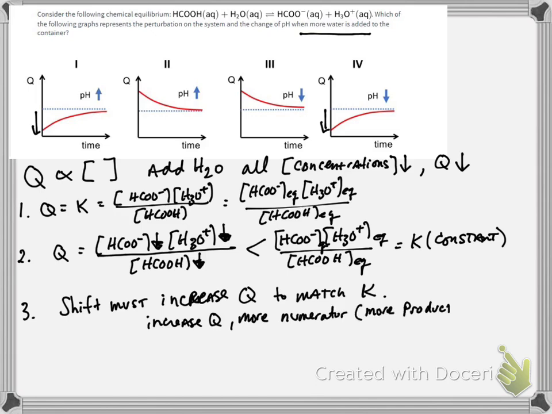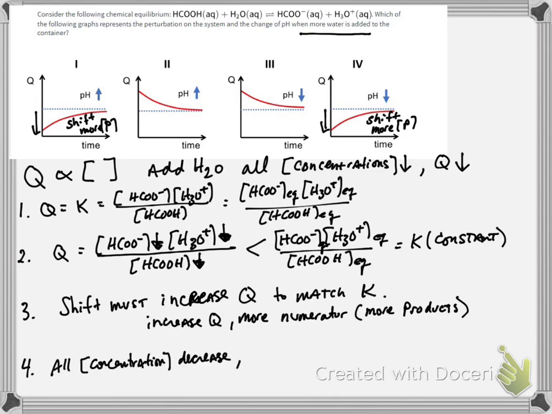Right, we need more numerator. The numerator are products. And so that's what we see here, a shift up, make more products. So that's 1 and 4. It's consistent in both of them. And all concentrations, independent of the shift, decrease because we just diluted everything.